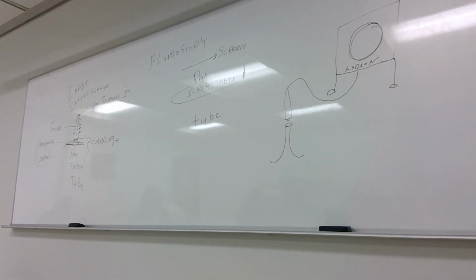Something that can read the light output. I don't know what that would be called. Okay, how about this? A TV camera. So they have a TV camera sitting above the light output screen.